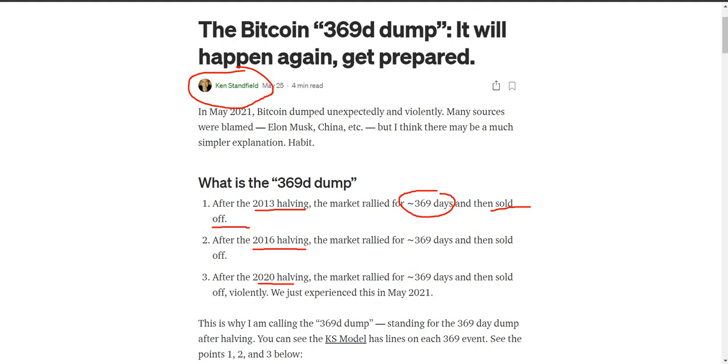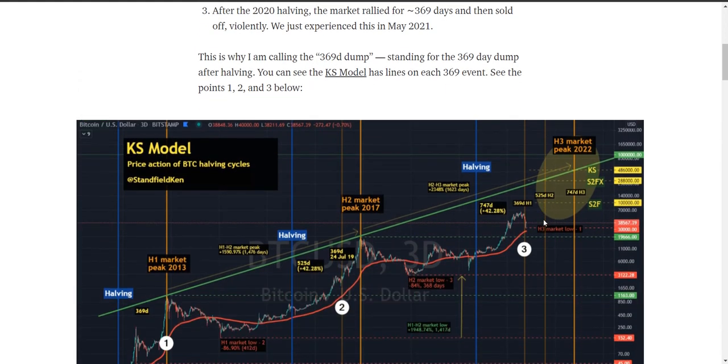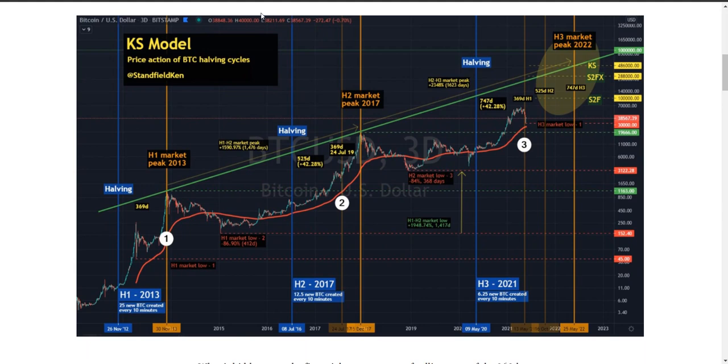Okay. Is that true? And is there a pattern here? So I guess we'll see. Okay, now down there he has a chart here that he shows how it works.